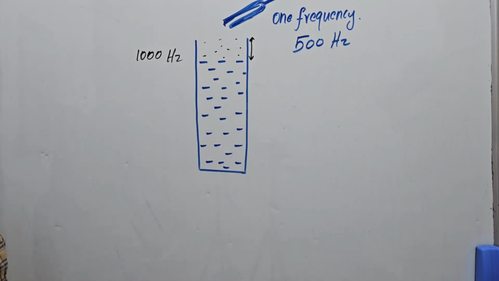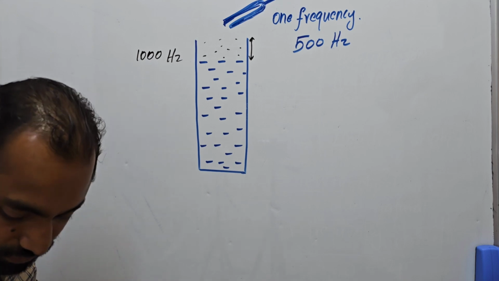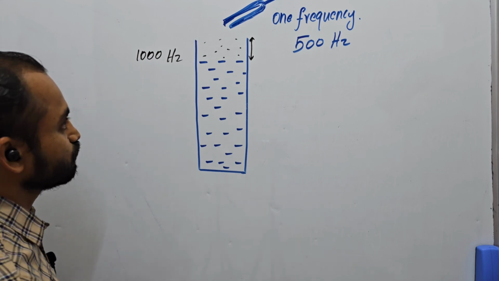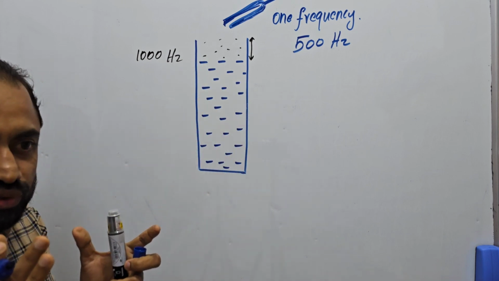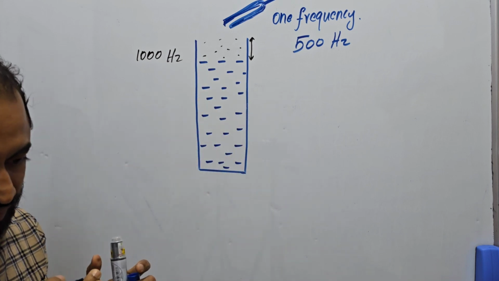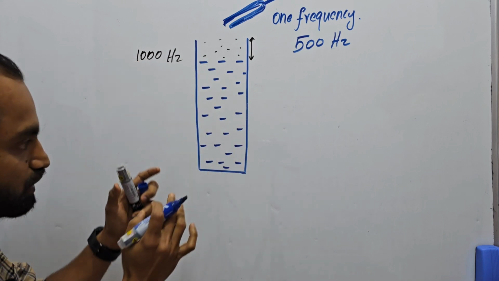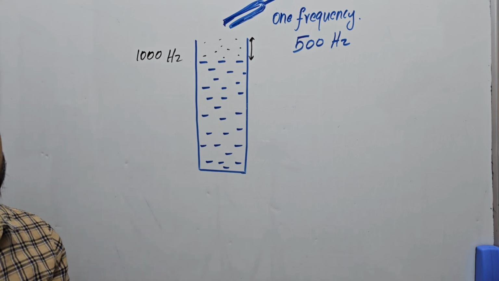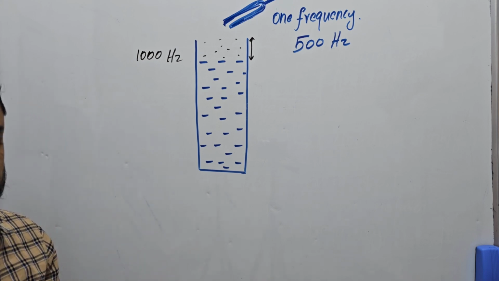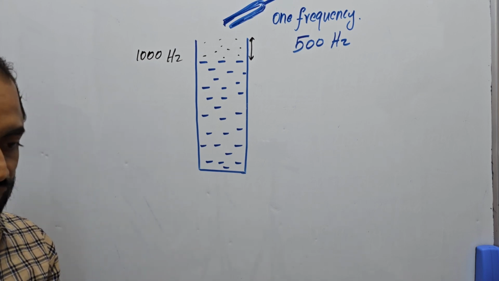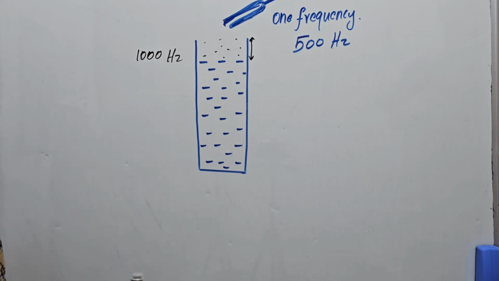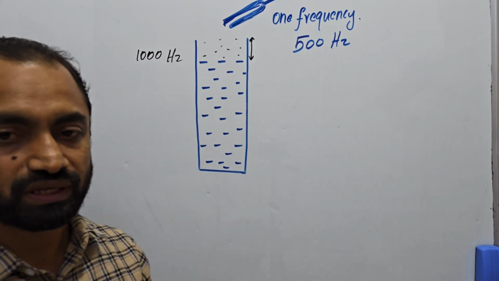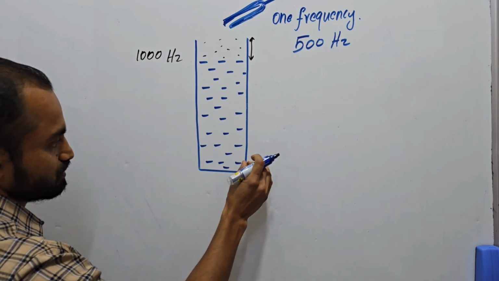Okay, so we want to amplify that sound. So what will we do? To amplify that sound, I need to reduce the natural frequency, right? How can we reduce the natural frequency? We can reduce the natural frequency by changing the size, because natural frequency depends on the size of the air column. So I will change the size of the air column.